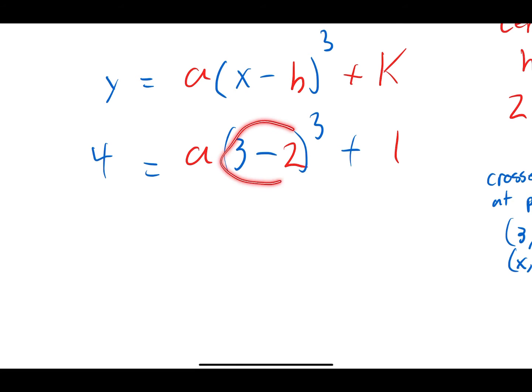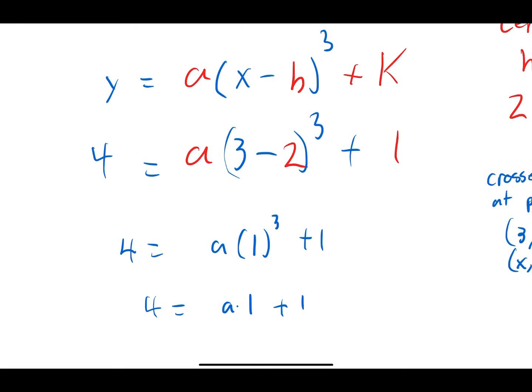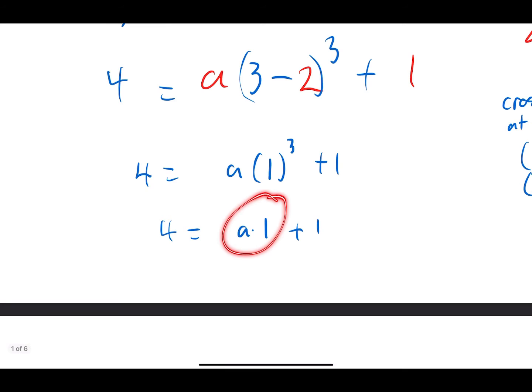Parentheses, the inside of the parentheses. 3 minus 2 is 1. Next, PE, exponent. 1 cubed is 1. Now, I wrote this kind of funny with a times 1, when normally we would write 1a. But I want to make it very clear. This 1 and this 1 cannot add because this one is being multiplied by a.